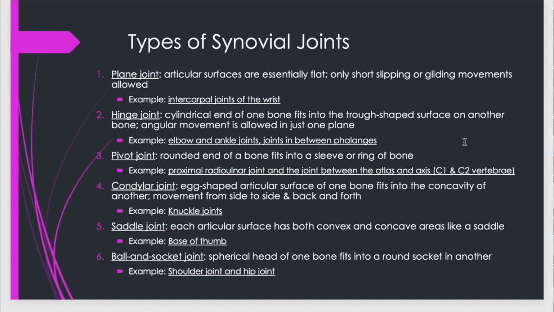Each bone that forms those joints has both convex and concave areas, like a saddle would fit onto a horse. And then we have a ball and socket joint. We see those in our shoulders and our hips. So you would have a spherical head, which would look like a ball, fitting into a round, concave part of another bone, or fitting into the socket of another bone.